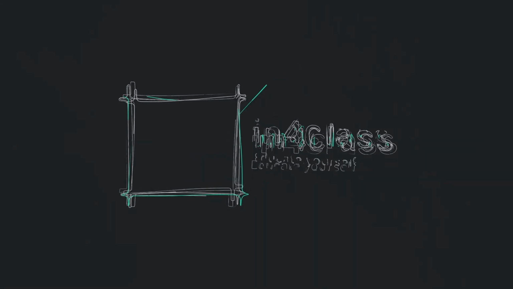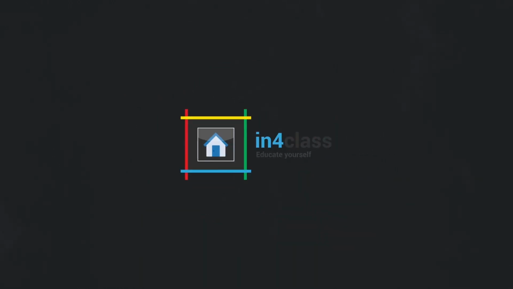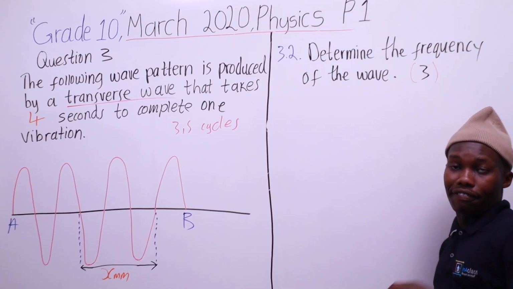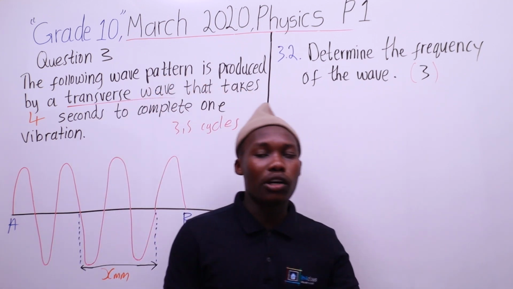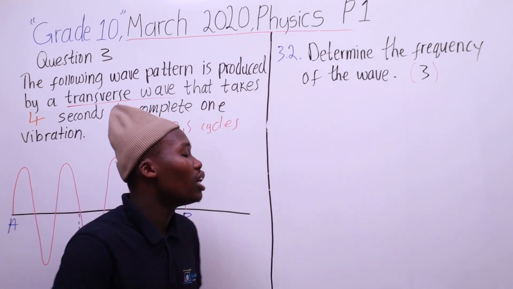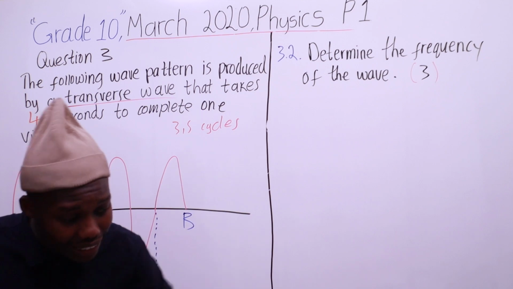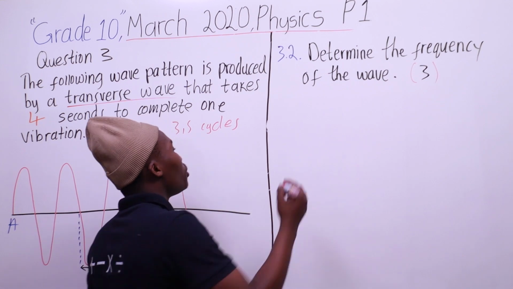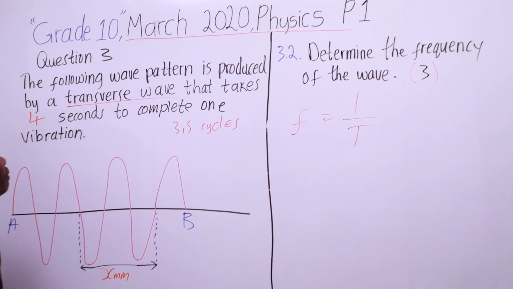Let's say 3.2. Now the question: determine the frequency of the wave. What is frequency? Frequency is the number of waves or pulses passing through a fixed point per second. You are used to defining it as how many waves or pulses will pass a certain point in one second. That is your frequency. And the frequency is inversely proportional to the period. The formula: F is equal to 1 over T.